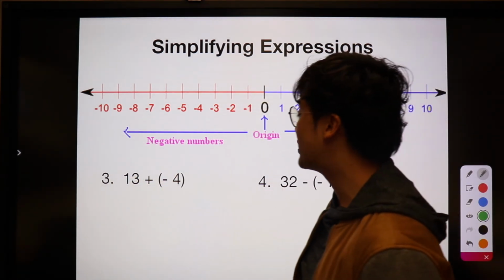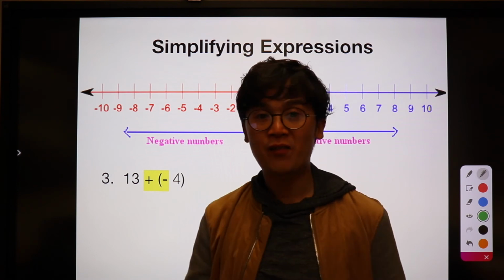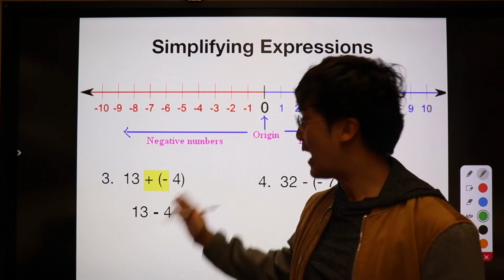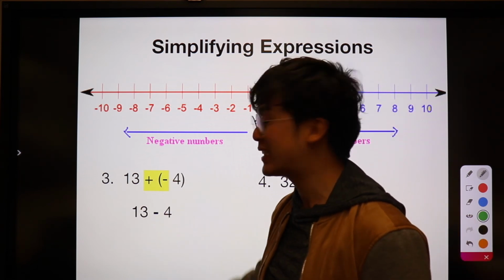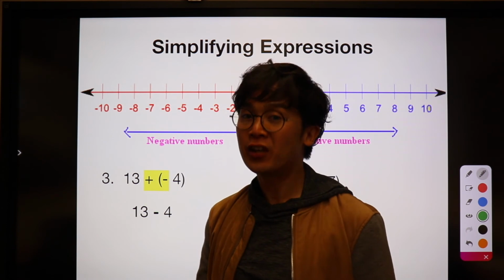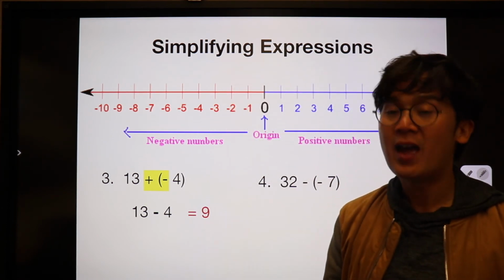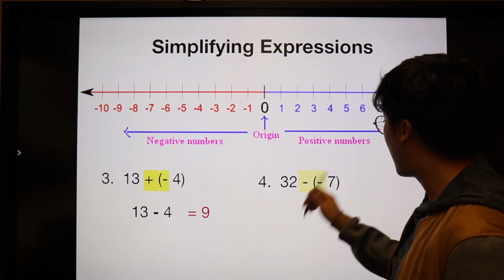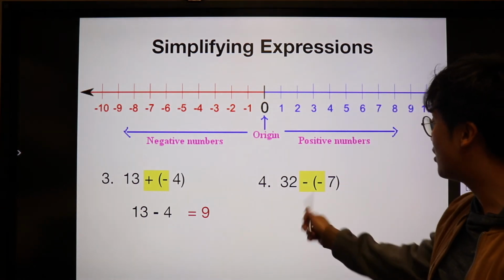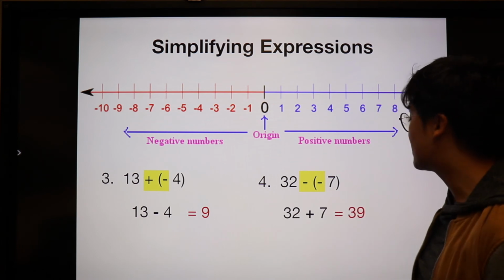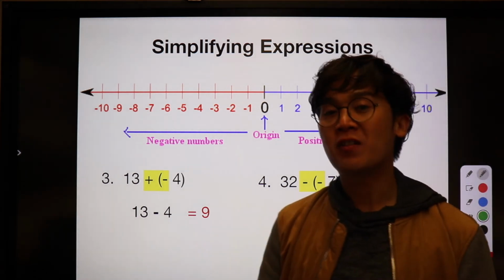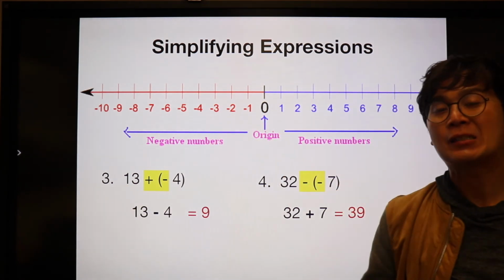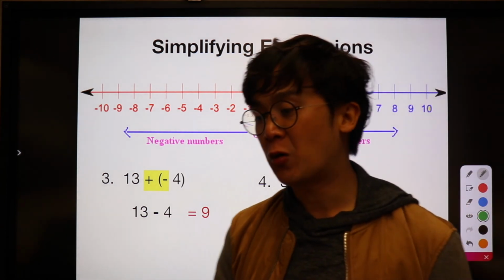So now that we know those 2 steps, let's apply it with number 3 and number 4. For number 3, 13 plus negative 4, we are going to be simplifying positive and negative, which turn into negative. Now your equation is simplified into 13 minus 4, and we know that 13 minus 4 is simply positive 9. And if I have 32 minus negative 7, we are going to be simplifying the two negatives. And now we have 32 plus 7, which will give us positive 39.